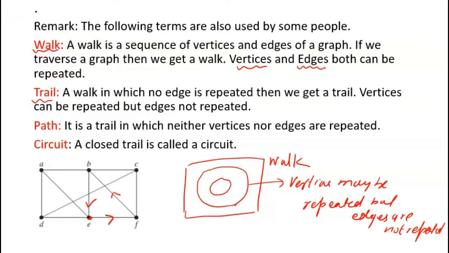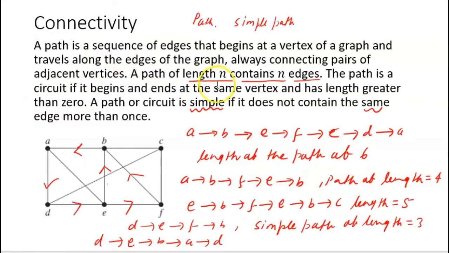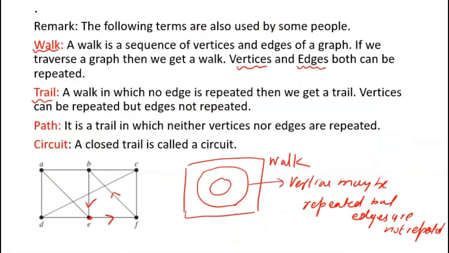But I will be using the previous terminology, where I will be just using the terms path and simple path. When I use the terms path and simple path, we are basically not putting any restriction on whether a vertex is being repeated or not. If edges are repeated, then we call it a path. If edges are not repeated, then we call it a simple path.